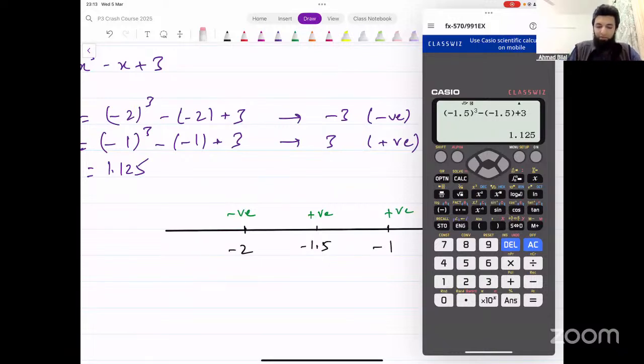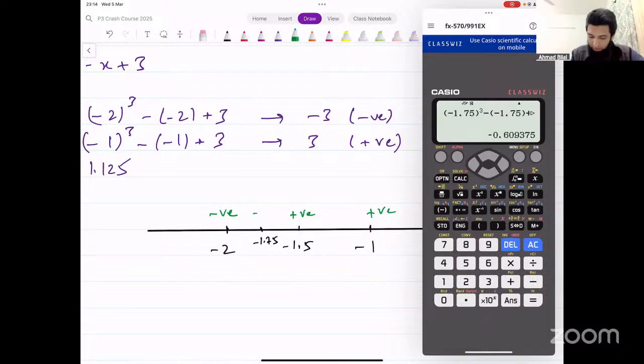Try a value in the middle. This is -1.75, right? Let's halve this interval down further and see what value you get when x is equal to -1.75. Let's input that here. -1.75 whole cube minus -1.75 plus 3. What's the value that I'm getting? This is a negative value. That tells me at -1.75, the y value is negative. Okay. Now, this is a negative value.